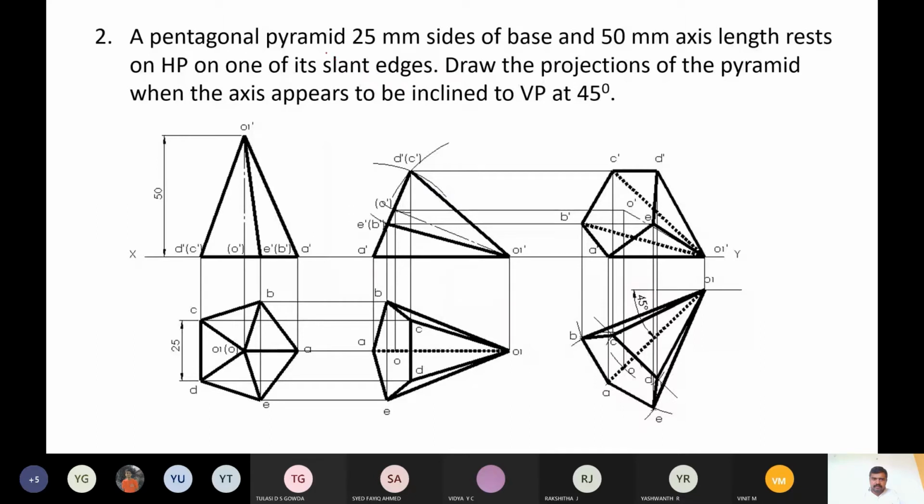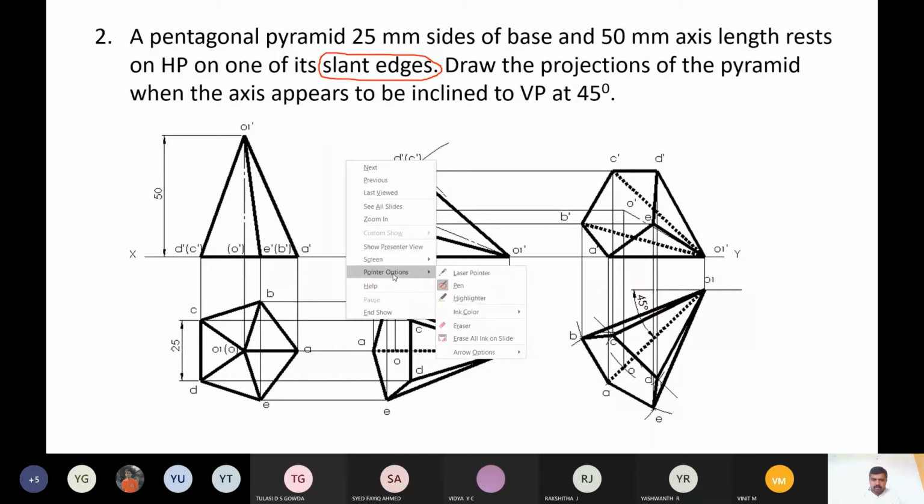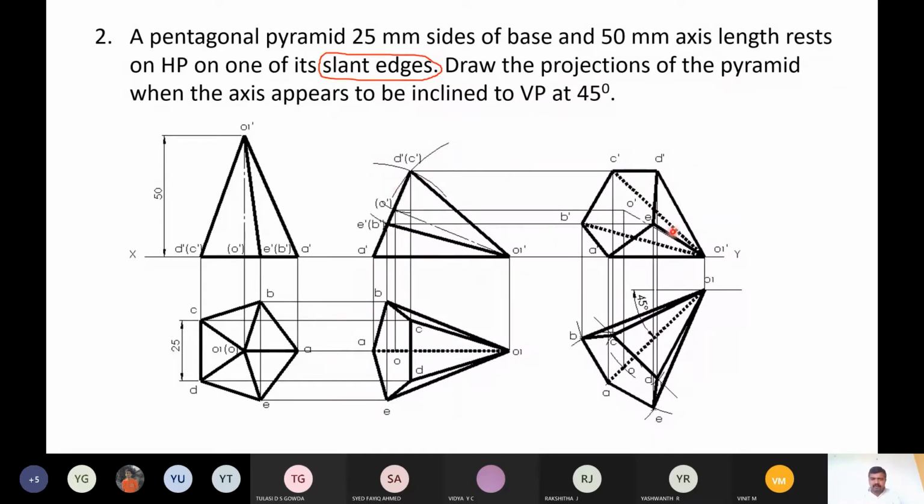Okay, there is a difference between base edge and slant edge. First thing is, you should identify the difference between slant edge and base edge. So what do you mean by base edge in a pyramid? Which one do you call as base edge in a pyramid? Which are the base edges in this pyramid?